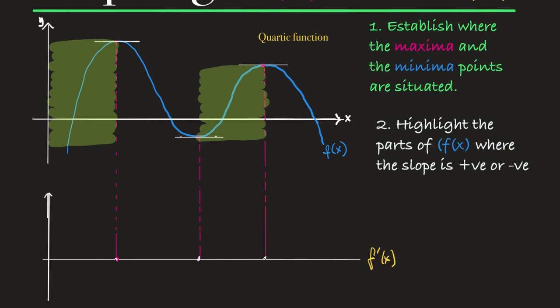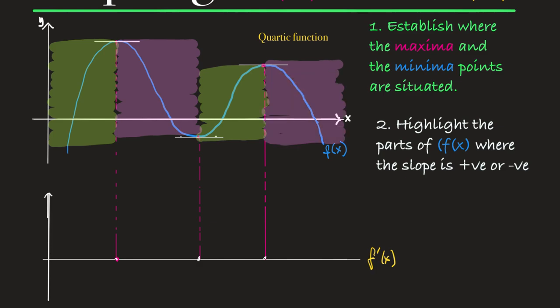And now we're going to color where the slope is negative, which seems to be in the other two sections. And here we have the negative part of this function. And this also occurs right at the end over here. So we have a positive, negative, a positive, and a negative section.